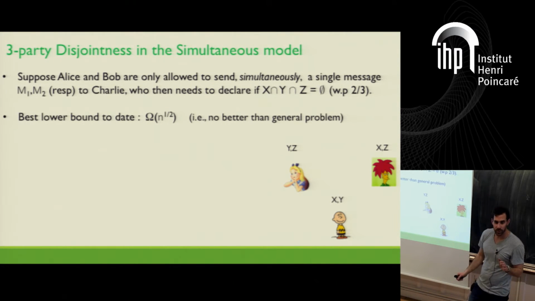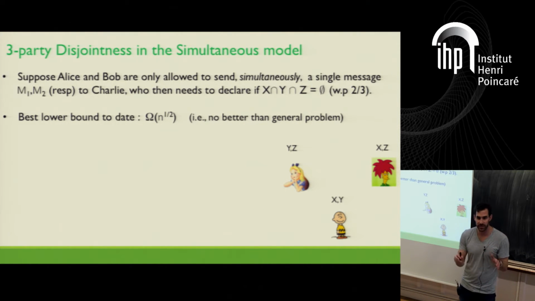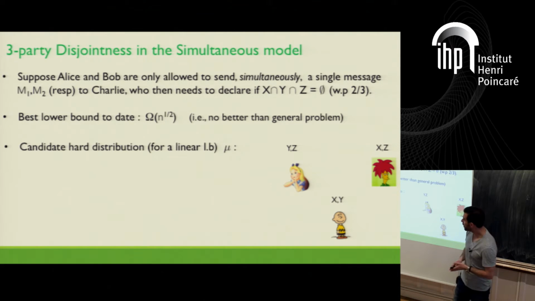So the only thing I want to say is that I want to propose the candidate hard distribution, which would be a very easy distribution if you allow even 2 rounds. But for this simultaneous model, it's going to be a hard distribution that we believe requires linear communication. So what is the hard distribution?